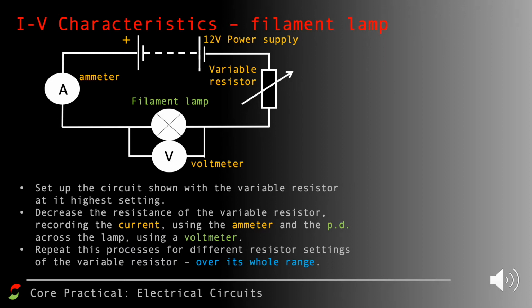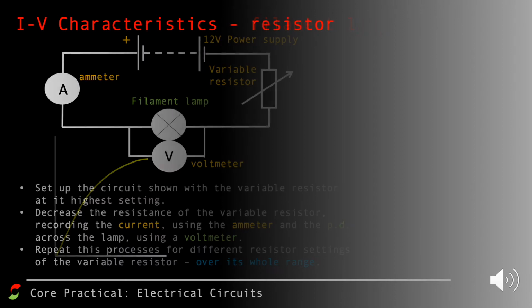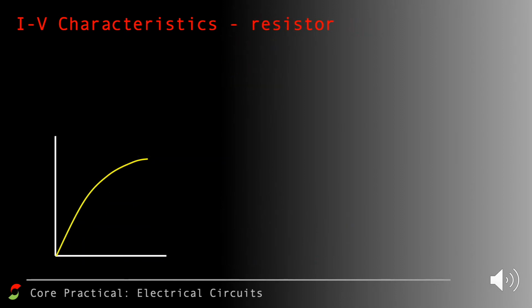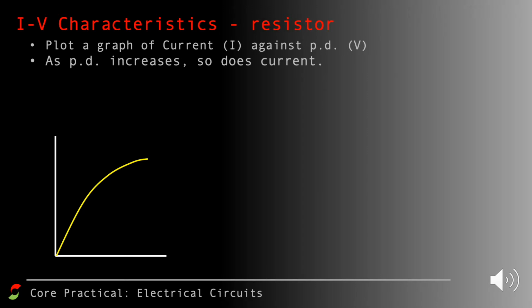And when we do record a whole range of values for something, that means we can plot a graph, and the graph will look like this. It will be a curve, and we're going to plot current against potential difference. And we can say, when we're looking at it, straightforward, as potential difference increases, so does current. That's a basic statement about the shape.